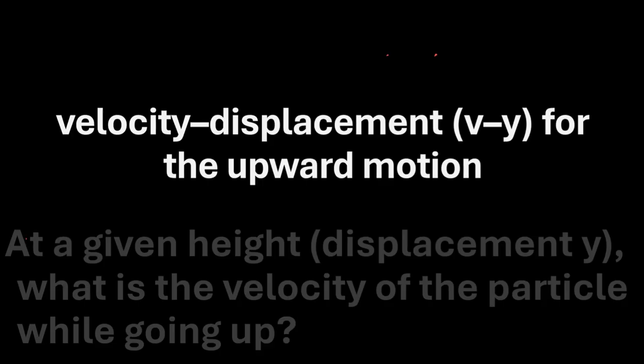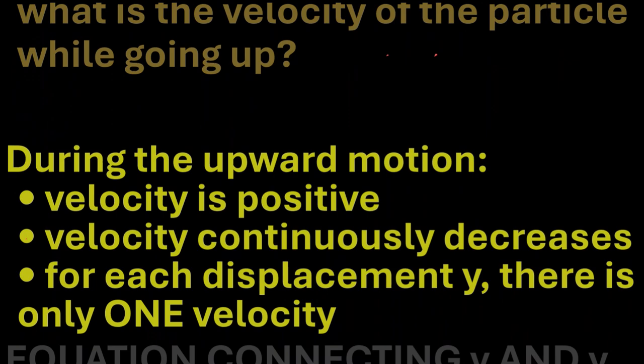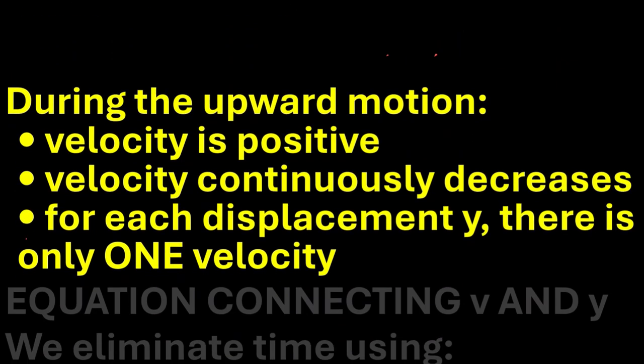And finally, we come to the option that we have in the question, which is the velocity-displacement graph. Now let's see what the velocity-displacement is for the upward motion, which means at a given height, what is the velocity of the object? By the sign convention that we have chosen so far, we know that during the upward motion, velocity is positive. Yes, velocity continuously decreases. For each displacement, which is continuously increasing till t equal to 3 seconds, there is only one velocity.